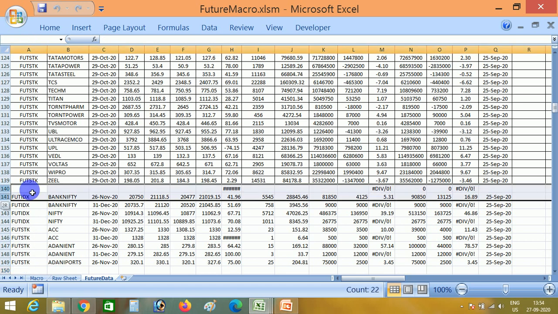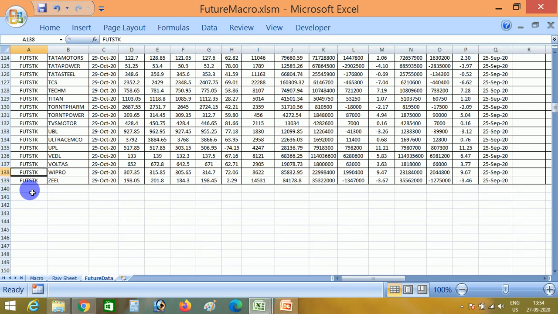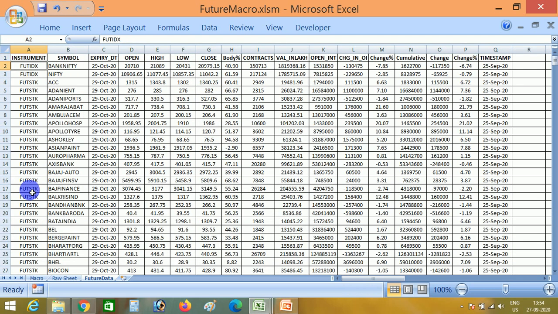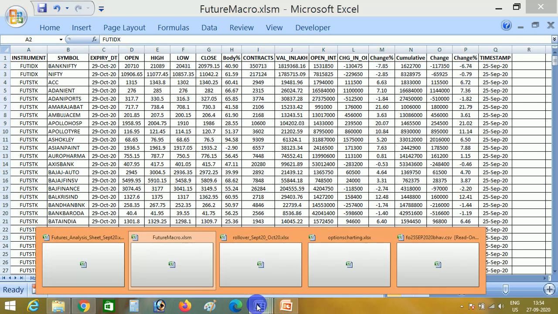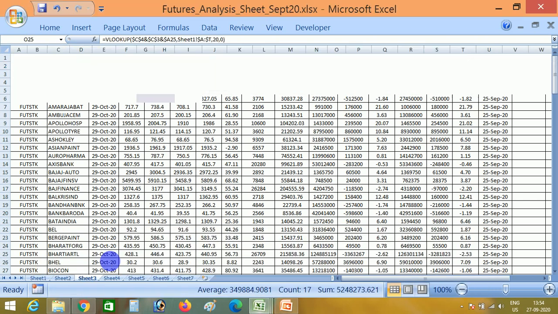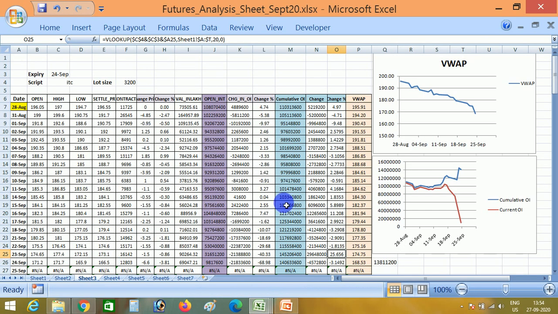So what I can do is delete the rows if I don't want them. Yes, I don't want them, so I have deleted them. What I will do next is copy this data to my other sheets and process it with further formulas for my analysis. So this is the first sheet I am sharing with you, and I have already shared it with a lot of members. The next sheet I am sharing with you is the future analysis sheet.